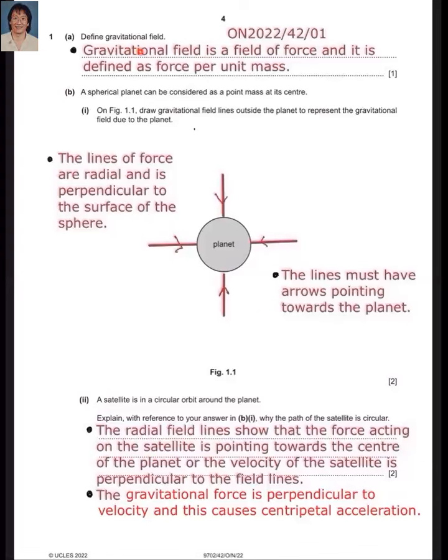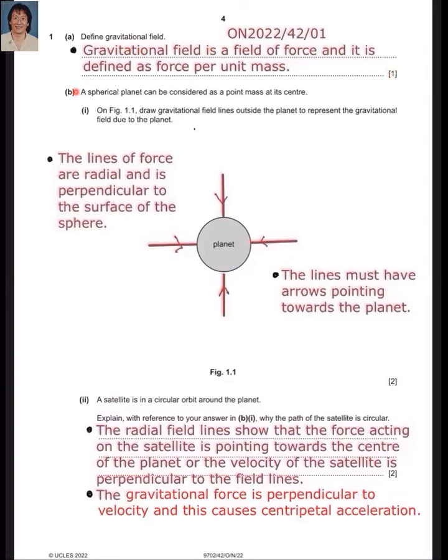This is October, November 2022, variant 42 question. 1A, you have to define gravitational field. One of the ways to define gravitational field is to say that the gravitational field is a field of force, and it is defined as the force per unit mass. This is one way of getting the definition for gravitational field.